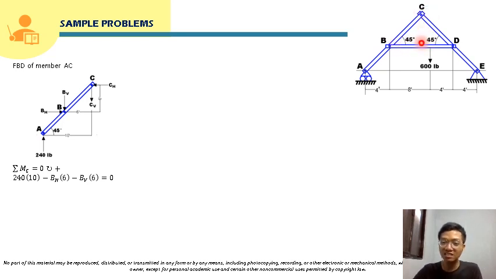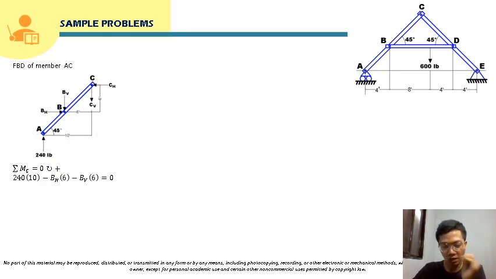So we can use tangent here, tangent of 45 degrees. That will be opposite over adjacent. The adjacent is 6, so if we solve that, the opposite side will just be 6. So this side will be 6. That will be the moment arm of BH, so that will be BH times 6, and it is negative since it is counterclockwise.